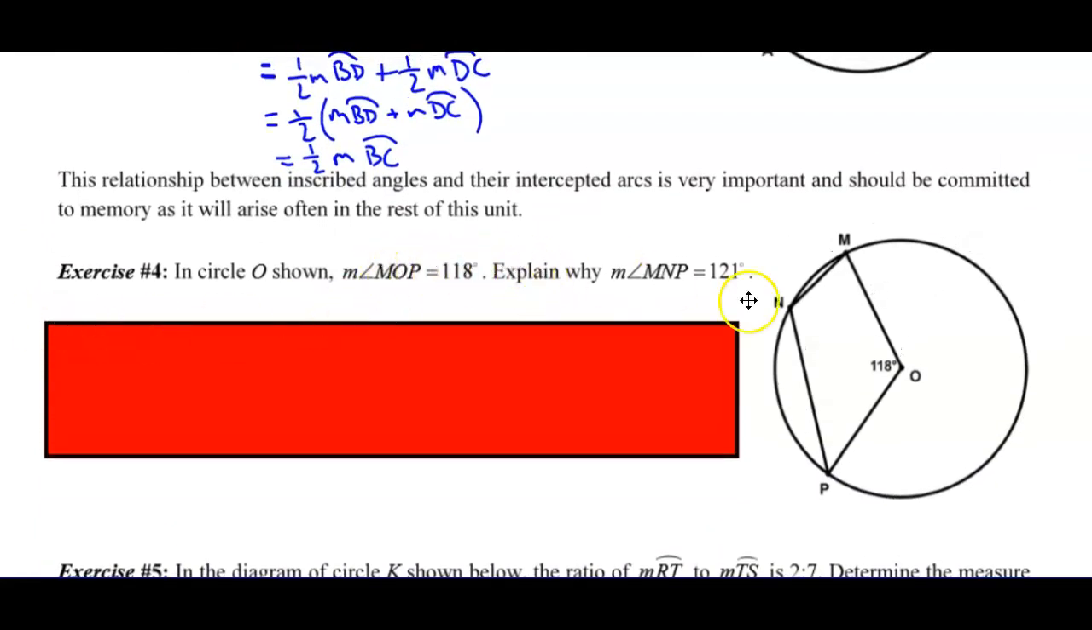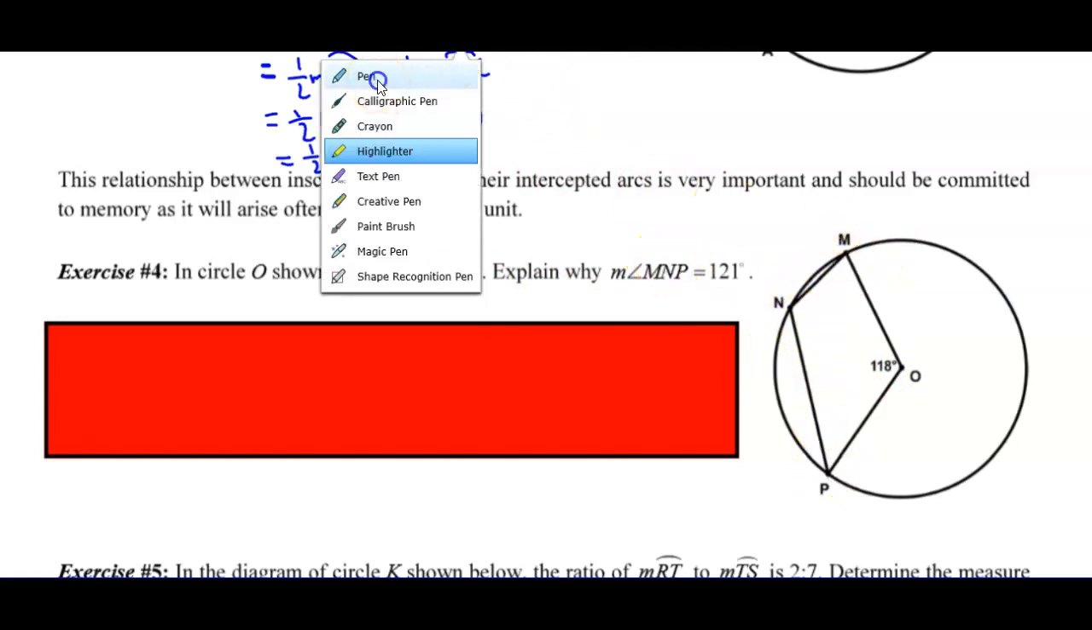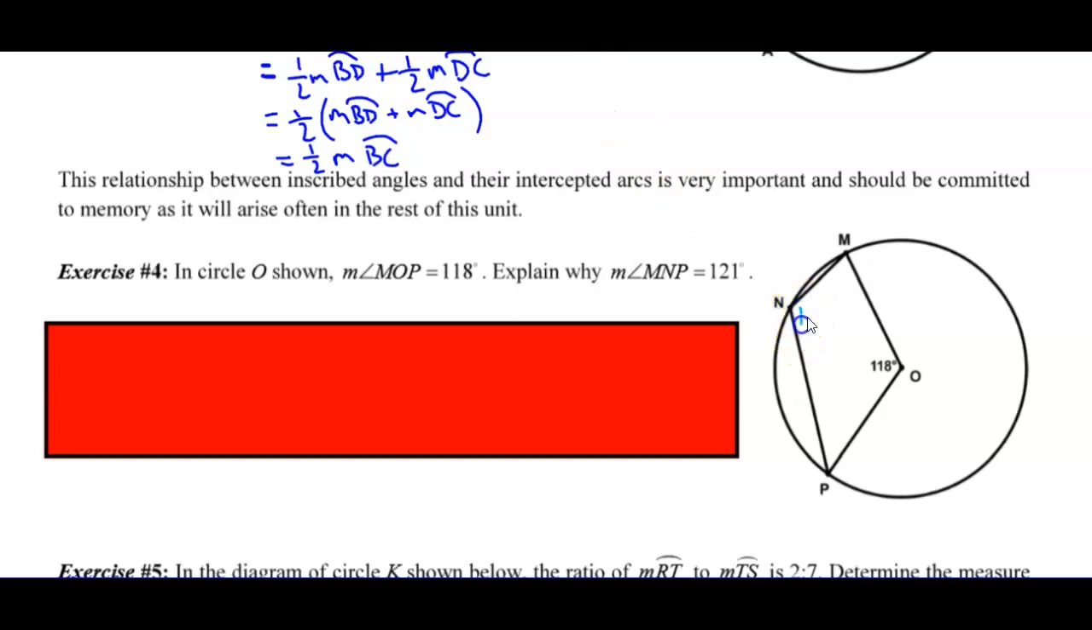All right, so let's look at it a couple of different ways here. First off, in circle O, which means center point O, angle MOP is 118. We've got that. And we want to explain why angle MNP out here is 121. All right, so we're saying that this here is 121, trying to prove why that is. Well, if you look at this 118, it takes you out to this minor arc MP. That minor arc MP, I'm just going to color this in real quick here. That minor arc MP has to also be 118. And that's because central angles are equal to their arcs.